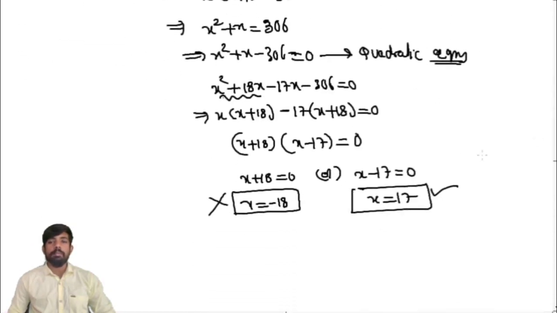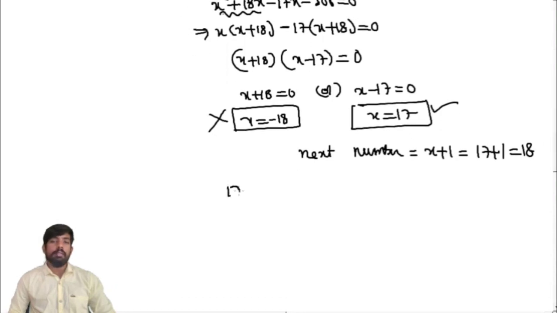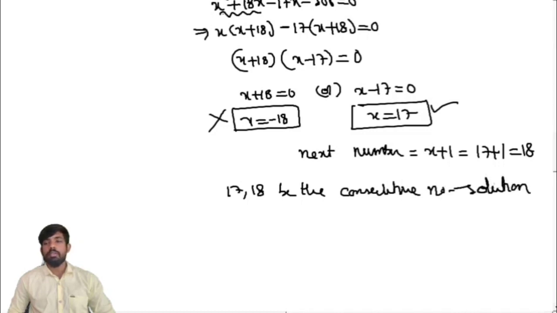So from here x equals 17 we got, and the next consecutive number is x plus 1, which is 17 plus 1. Therefore this is 18. Therefore 17 and 18 are the consecutive numbers. That's all. This is the solution. Clear?